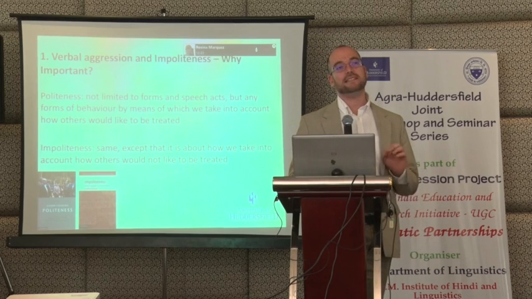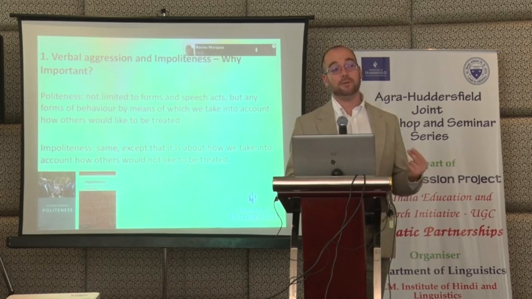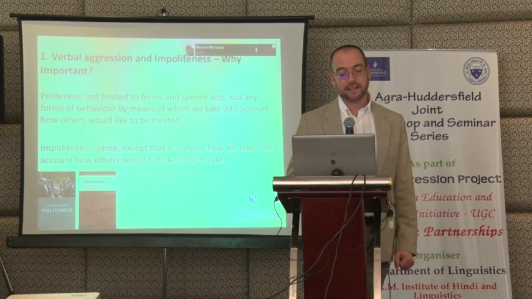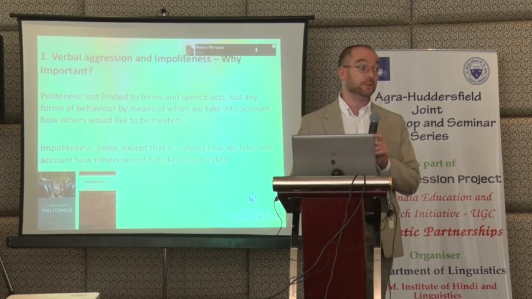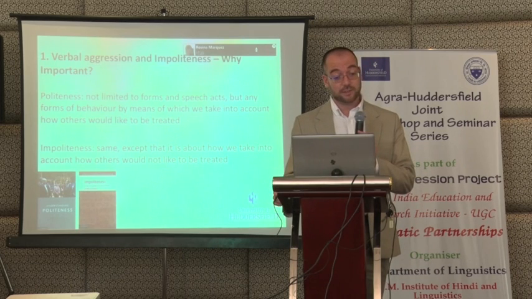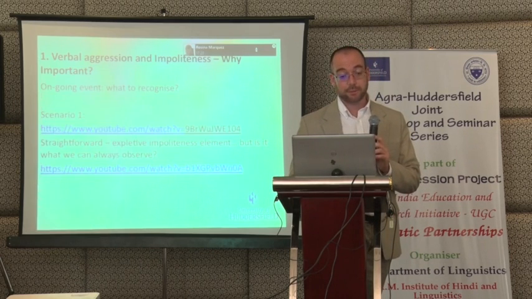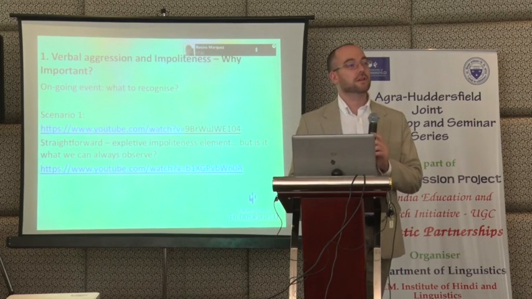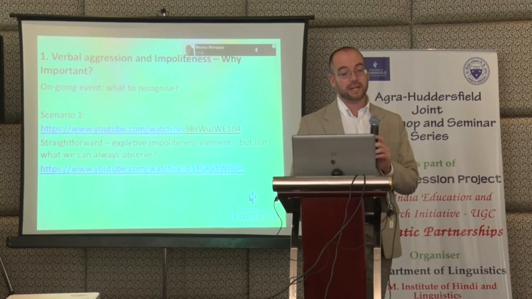So, politeness and impoliteness are important, even before we talk about the aggression, because politeness and impoliteness are broad phenomena. So recent books with Michael Covey argue that politeness is not limited to forms and speech acts, but any forms of behavior by means of which we take into account how others would like to be treated. And as Jonathan Carpenter argued in his very well-known 2011 book, impoliteness is basically the same, except that it is about how we take into account how others would not like to be treated. So it's something very broad, the politeness and impoliteness spectrum. The problem is that I find it very difficult to fit aggression into the politeness and impoliteness spectrum.